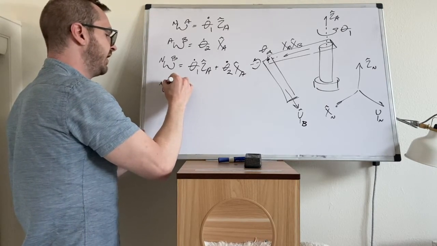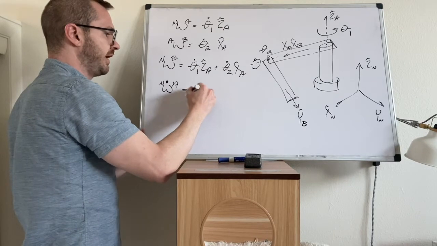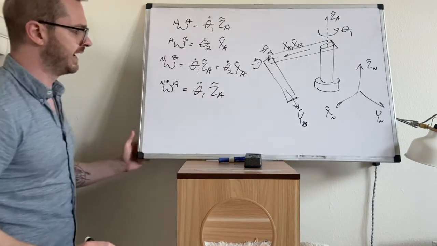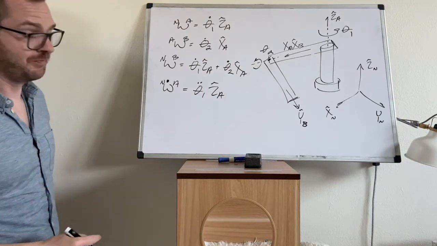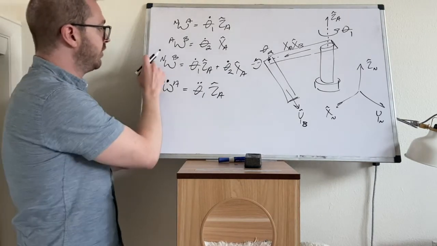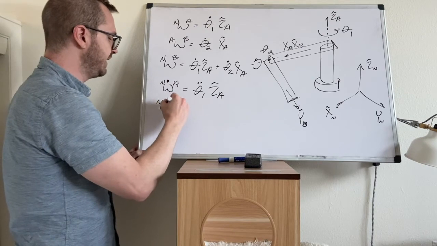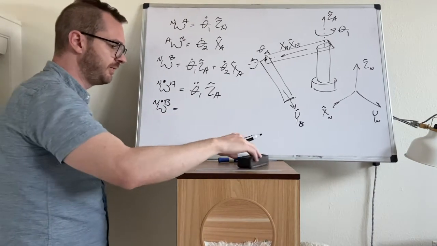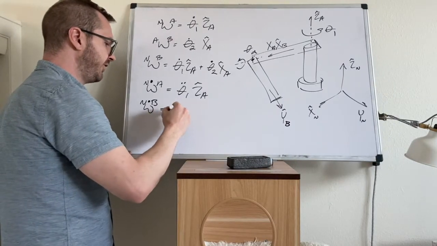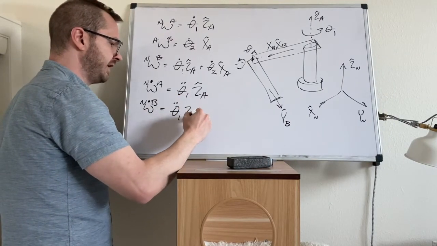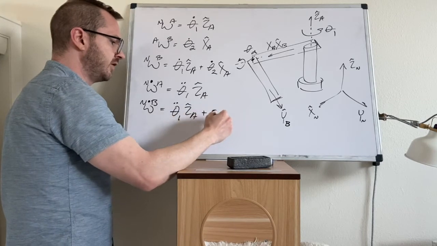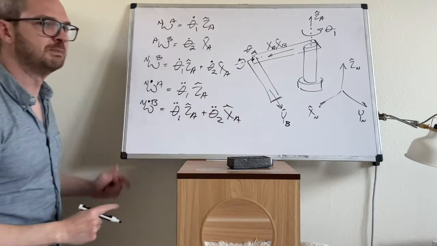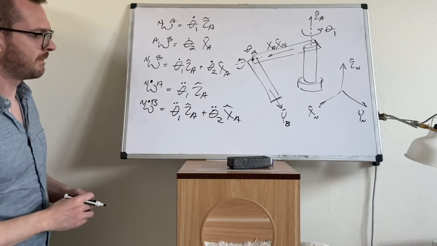Omega N to A dot is going to equal theta 1 double dot ZA. Now, when you go to do omega N to B dot, you may be inclined to say, well, this is theta 1 double dot ZA plus theta 2 double dot XA. That is, however, incorrect. Let's talk about why.